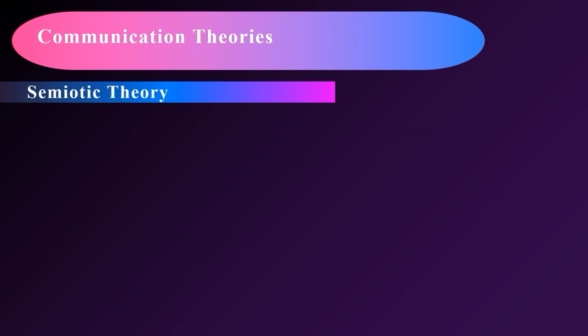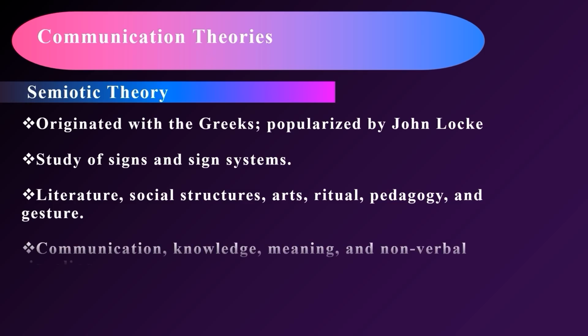Next one is semiotic theory. The term semiotic came from the Greek language and was introduced into the English language by John Locke in 1690 as a synonym for doctrine of signs. Research into sign systems began with the ancient Greeks. In the modern world, the major areas which have been the object of semiotic study are literature, social structures, visual arts, ritual, myths, pedagogy and gesture.